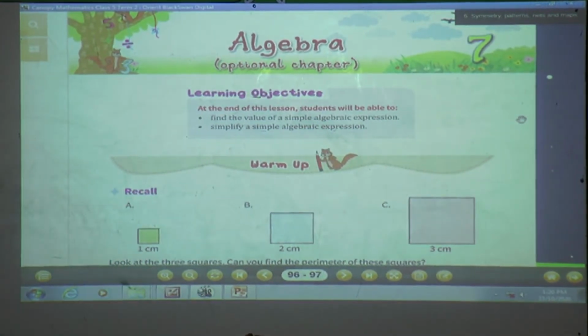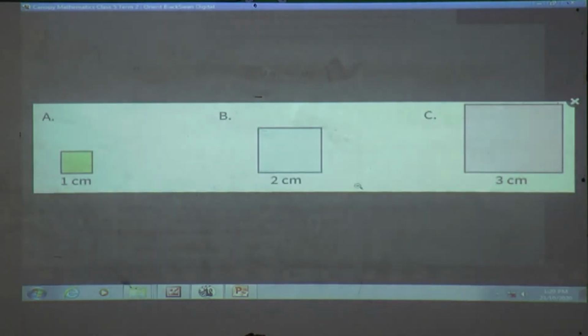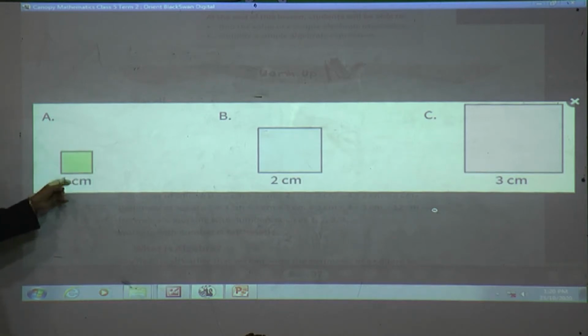Now, see here, we'll just warm up. Here, students, look at these three squares. Can you find the perimeter of these squares? Yes. So, what is the formula for the perimeter of a square, students? See, in two ways we can find the perimeter. We can add the 4 sides or we can multiply 4 by the side.